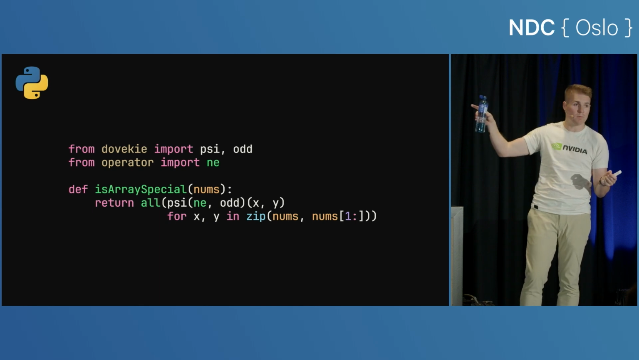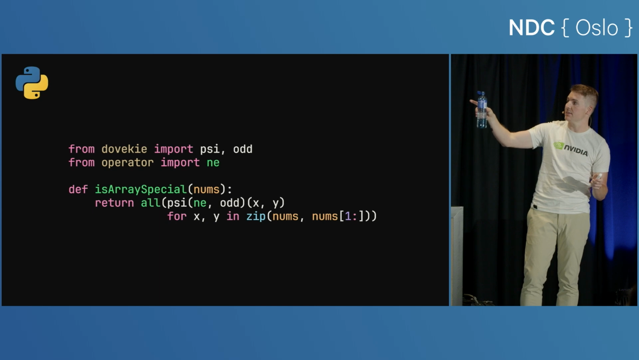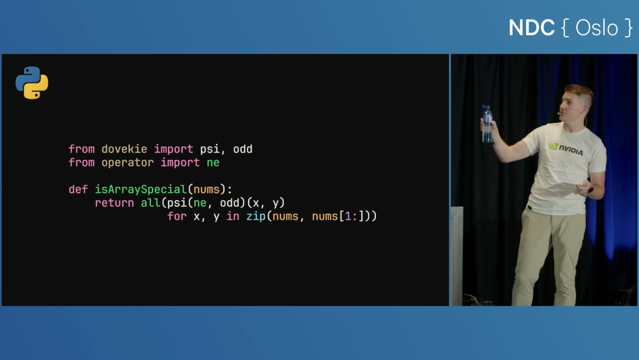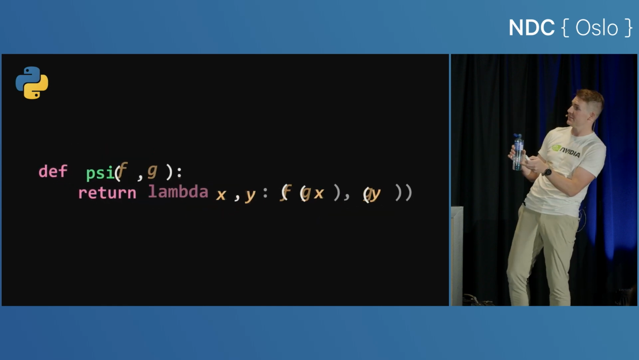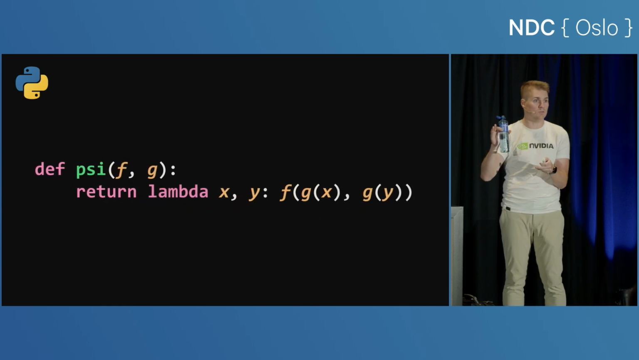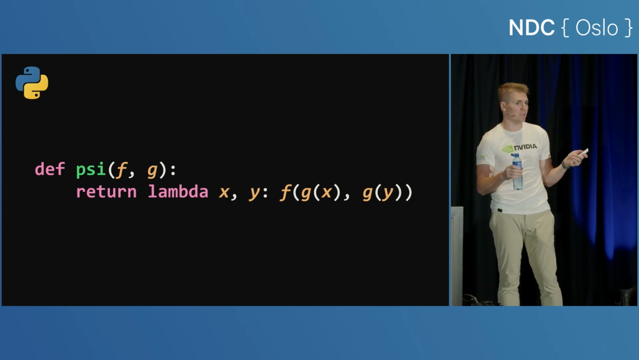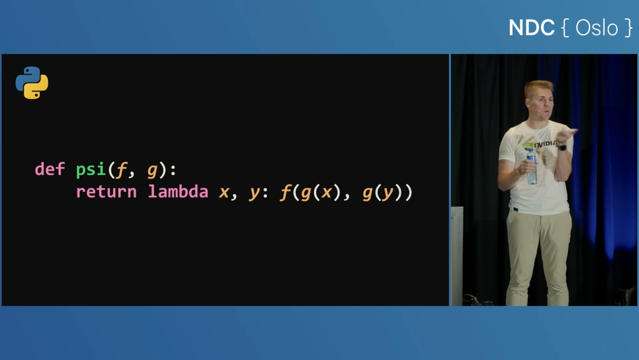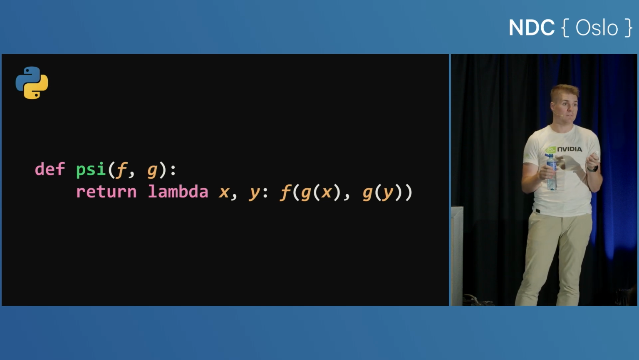So in the operator module, they have a not equal function that is ne. And then in this dovekey library that I've written that provides you a bunch of these combinators, we've got odd, which is a unary function, and then psi, which is the psi combinator. So the psi combinator, to be explicit here, is a binary function that takes 2 function arguments, f and g. g is unary, and f is binary. You apply g to 2 different arguments, in this case odd, and then once you have the result of that, you pass the 2 results to the binary function f.